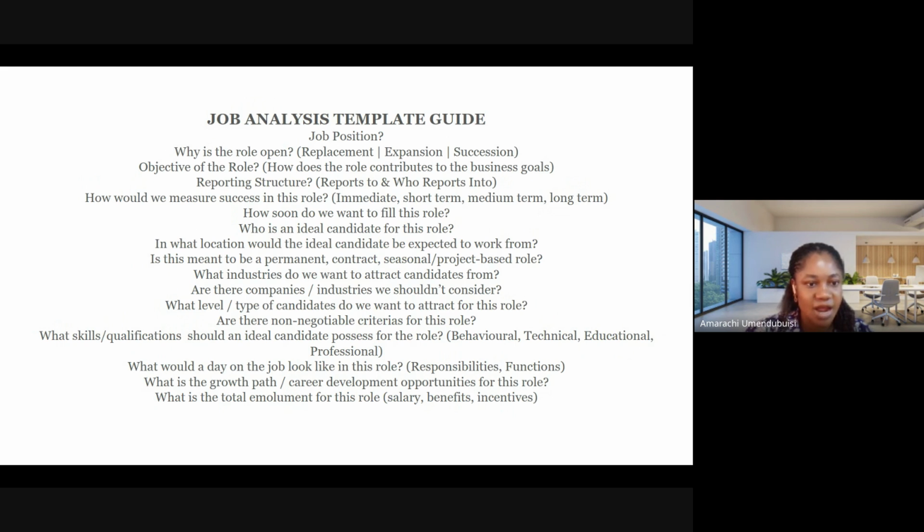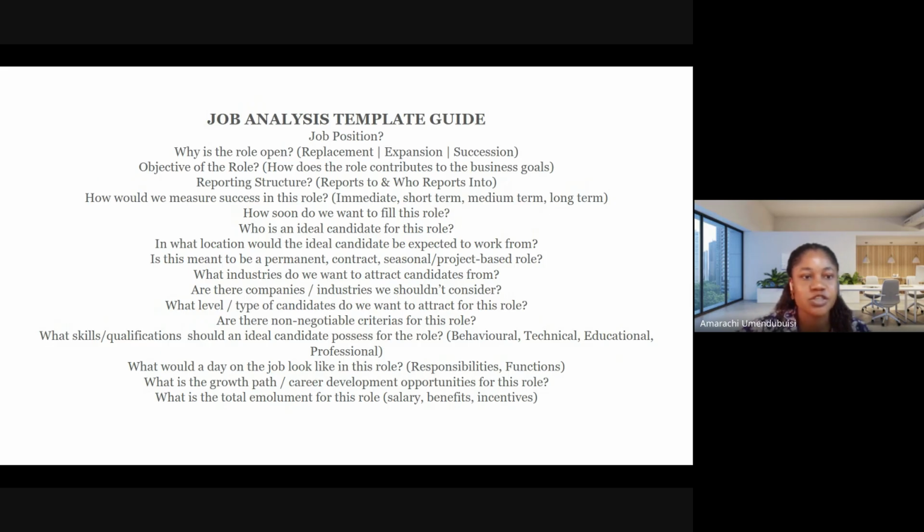And then you have here, are there non-negotiable criteria for this role? It is important that you have this information. What are the compulsory requirements that any candidate must possess for this role? You want to have that information. And this non-negotiable criteria just helps you build a vivid picture of who your ideal candidate should be. Because if these are non-negotiable, it means that the company doesn't want you to compromise on them when you're identifying or attracting suitable talent for the role. Then we have the next one.